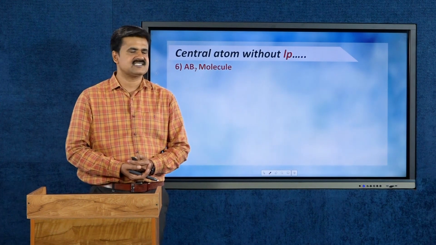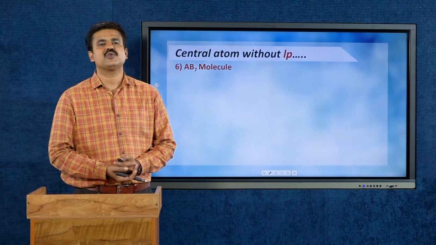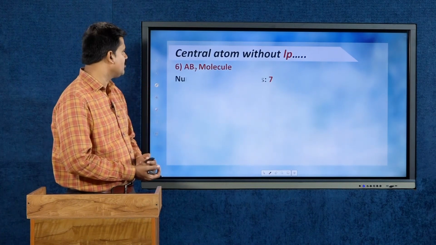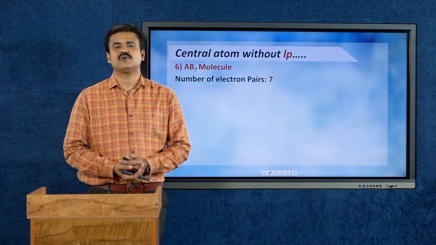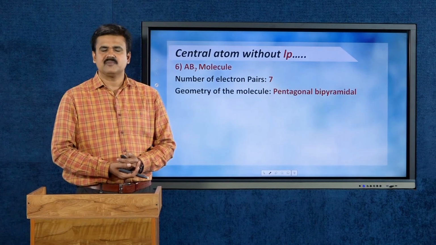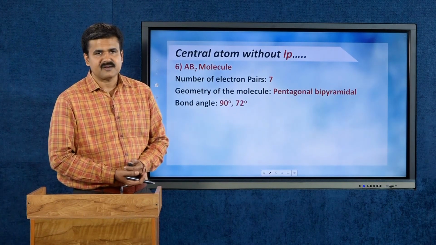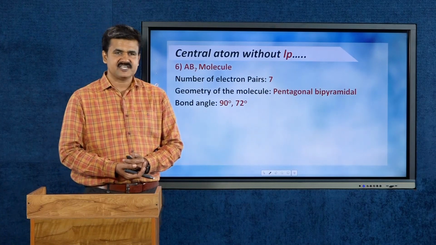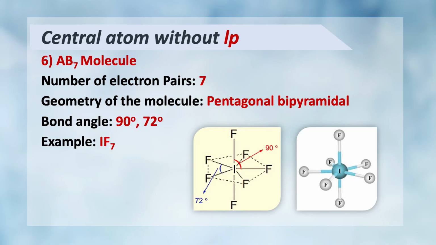Now we are discussing the last category of molecule without lone pair on the central atom. This is AB7 molecule. The number of electron pairs is equal to 7. This category of molecules is very rare, and the geometry of such a molecule is pentagonal bipyramidal with 2 kinds of bond angles, 90 degree as well as 72 degree. A typical example, and one and only stable such example, is IF7. Here you can see a pentagon which is in plane. One fluorine is arranged above the plane, the other fluorine is arranged below the plane.